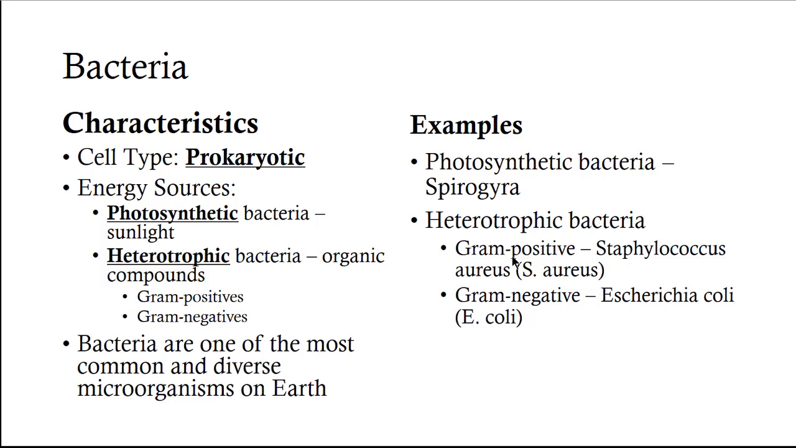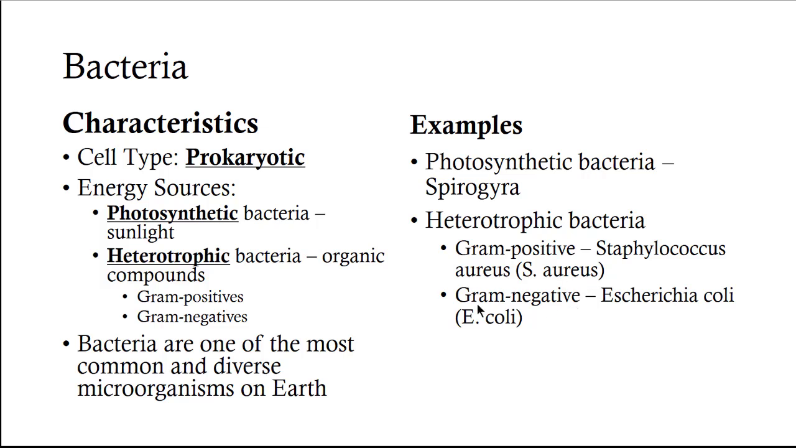This is an example of a gram-positive heterotrophic bacteria. Staphylococcus aureus is the full name. By the way, another way that you often hear this is MRSA. MRSA is a form of antibiotic-resistant Staphylococcus aureus. So when you're talking about MRSA, you're more or less talking about the same thing.